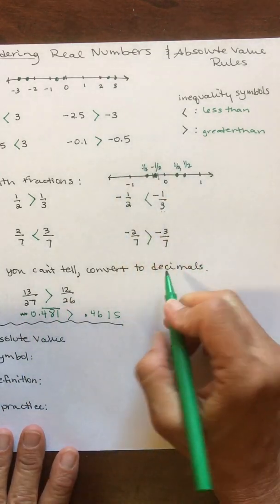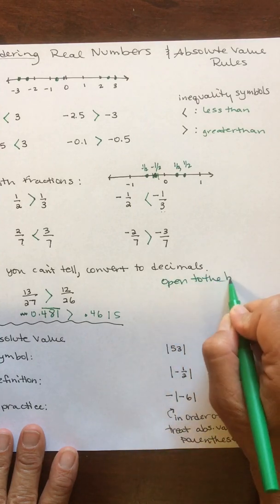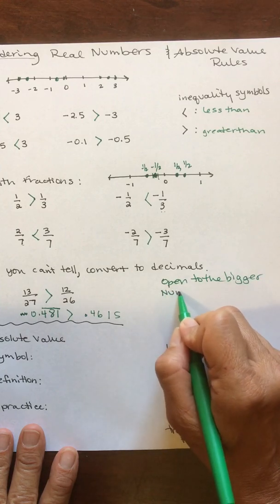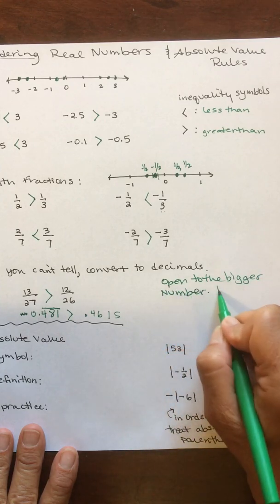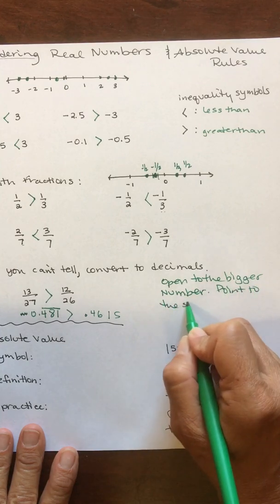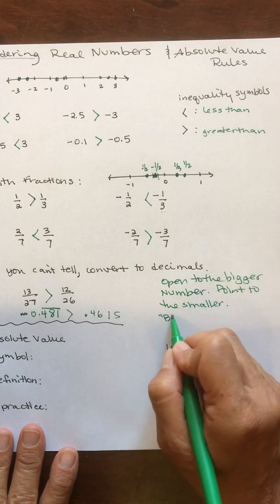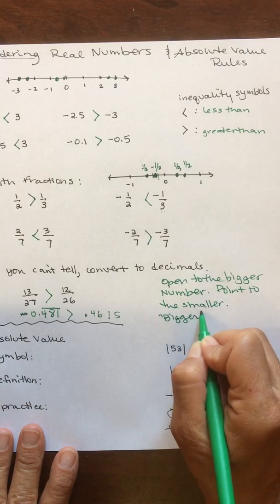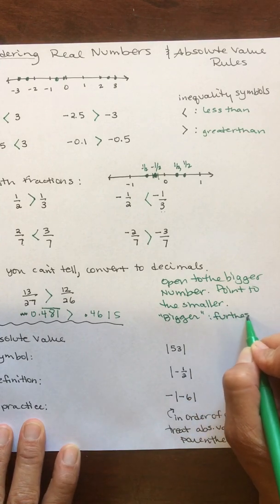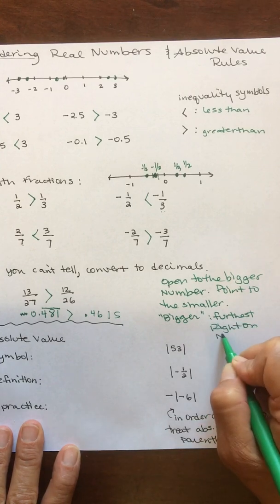Okay, so we open to the bigger number, point to the smaller, and bigger means furthest right on the number line.